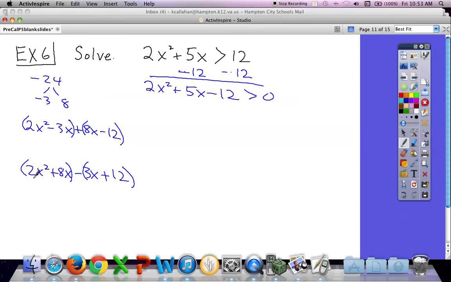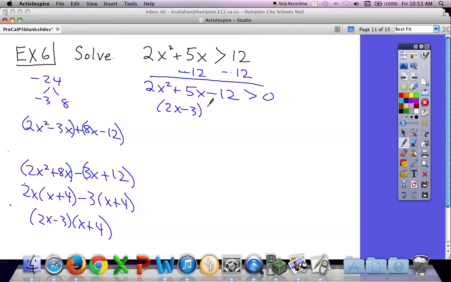What's in common between the 2x squared and 8x? 2x times x plus 4 minus 3 times x plus 4. So this is 2x minus 3 times x plus 4. So that's 2x minus 3 times x plus 4.